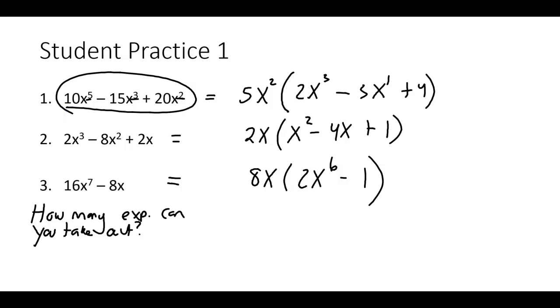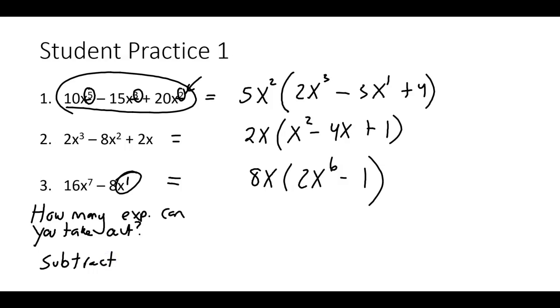2. So basically, here's how you can tell how many you can take out. Look for the smallest one: 5, 3, 2. The smallest one's what you can take out. Here we got 7 and 1, so the most you could take out is 1. So ask yourself how many can you take out, and then you subtract it.